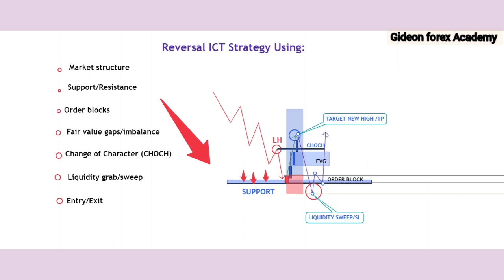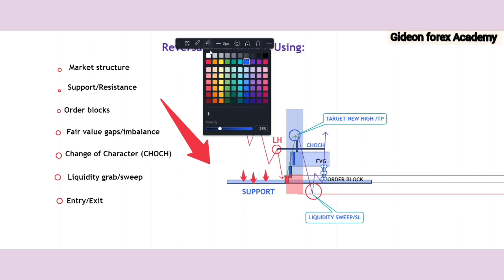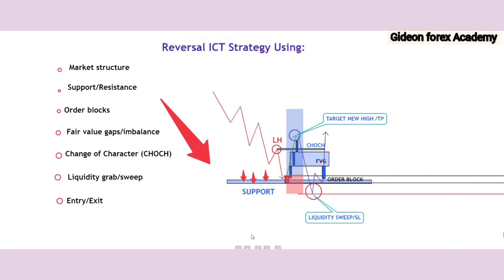So your entry would be here, after a confirmation of a bullish engulfing candlestick pattern. That would be your entry where you have something like a bullish engulfing candle. If you have a formation like this, then you enter the market and target the new high.